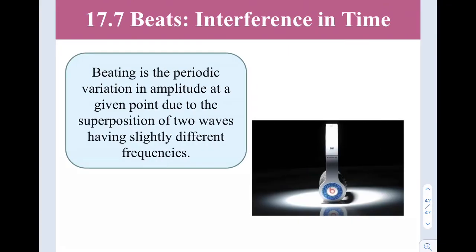17.7 Beats. This is specifically about interference in time. If you refer to this statement, beating is the periodic variation in amplitude at a given point due to the superposition of two waves having slightly different frequencies. This is the meaning of beats. So why does it happen?